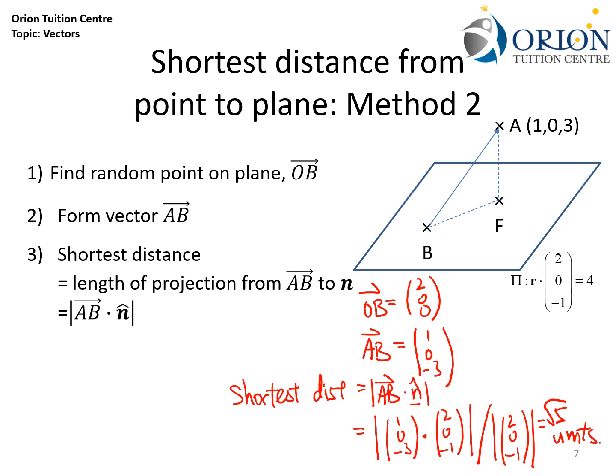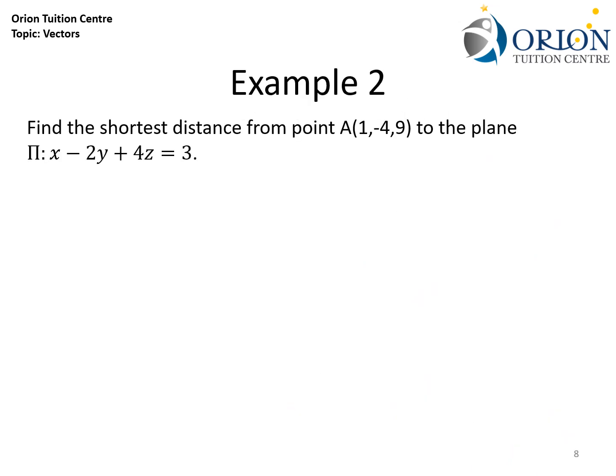Note that this formula differs from the formula for finding the shortest distance from a point to a line. It is a dot product here since we are looking at the length of projection, whereas it is a cross product when we find the shortest distance between a point and a line, since it is finding the length of rejection. In example 2, we are going to find the same shortest distance between the same point A and the same plane pi, but using the second method that we have just learned.